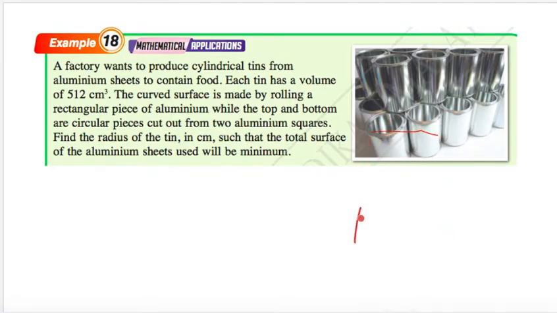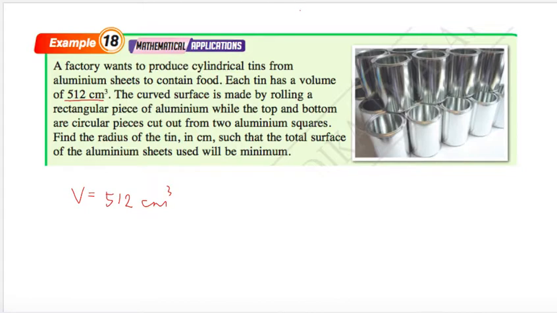The center one, the body, is rectangular, it's a cylinder. Find the radius. What does the question want? The question wants to find the radius such that the total surface area of the aluminium sheets used will be minimum. So here there's a point I point out for you. Okay, 512 is the volume. Volume equals 512.